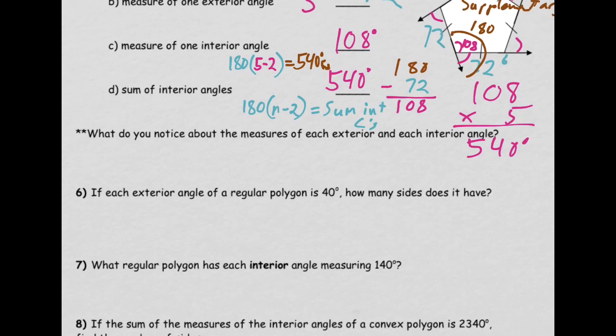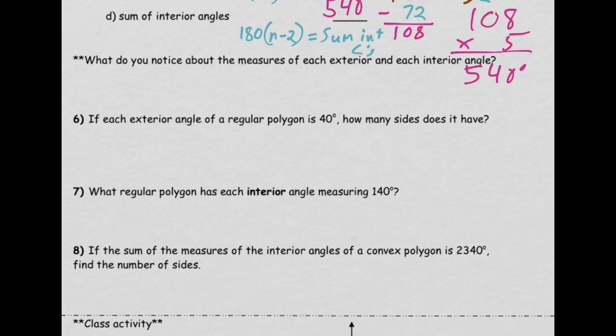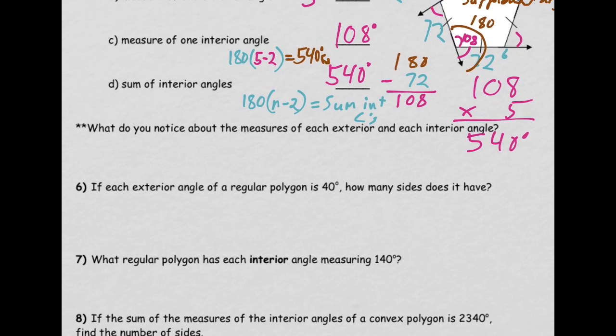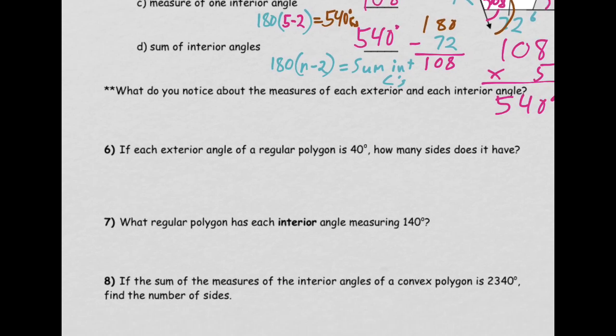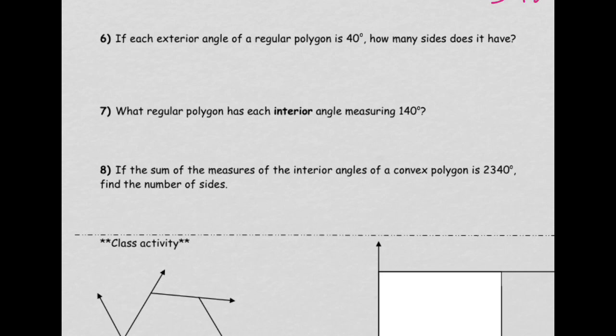All right. What did you notice about the measures of each exterior and interior angle? Well, they are congruent to each other, and the exterior and interior angles are supplementary. Now it's asking if each exterior angle of a regular polygon is 40 degrees, how many sides does it have?